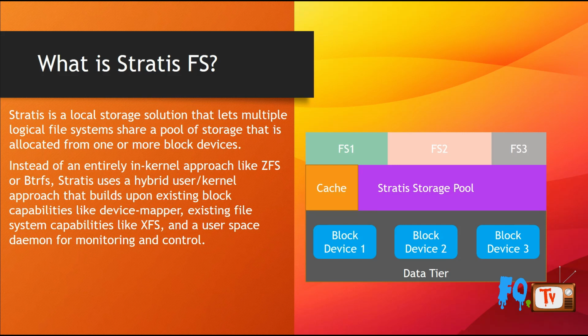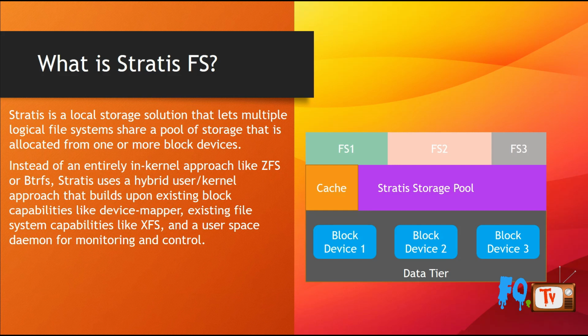On top of that you can create file systems like file system 1, file system 2, file system 3. So in this data tier you can create a number of storage pools. Instead of an entirely in-kernel approach like ZFS or Btrfs, Stratis uses a hybrid user/kernel approach that builds upon existing block capabilities like device mapper. So whenever you use these block devices, it uses a lot of device mappers in the background.